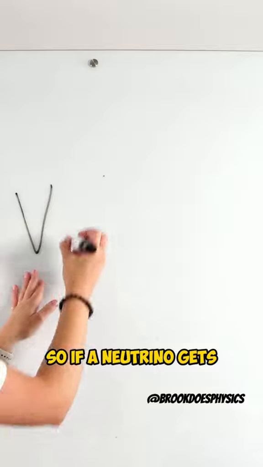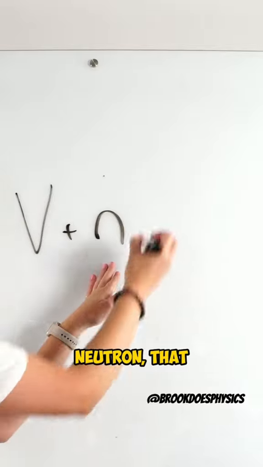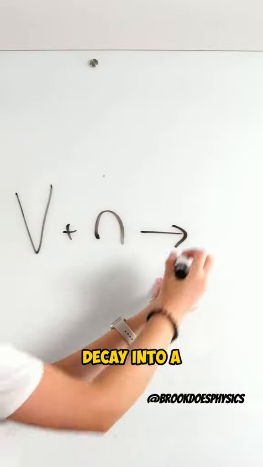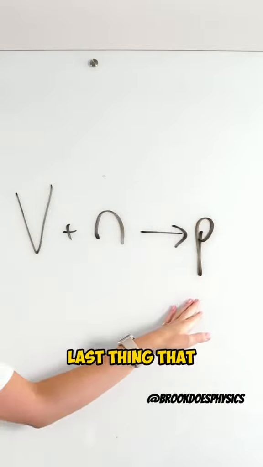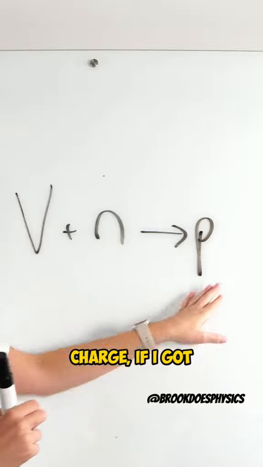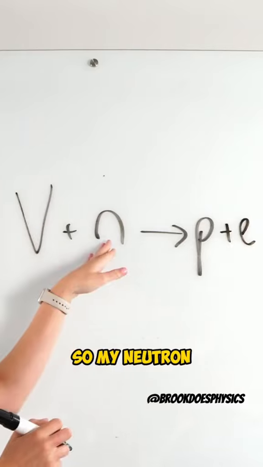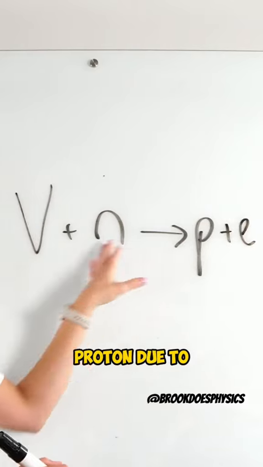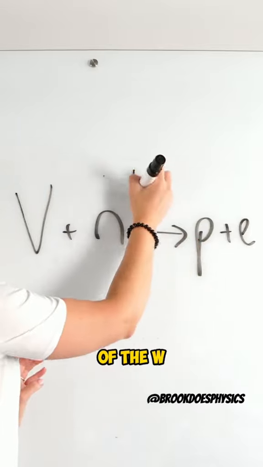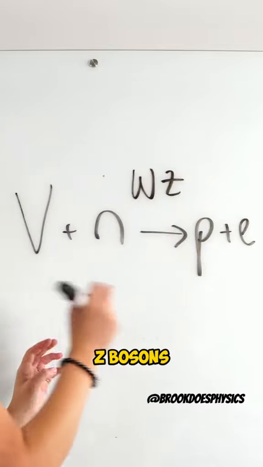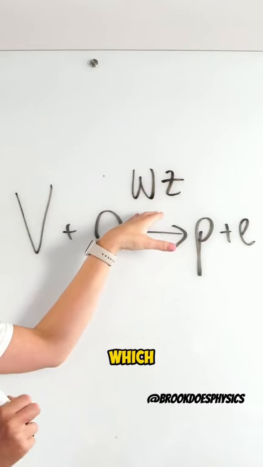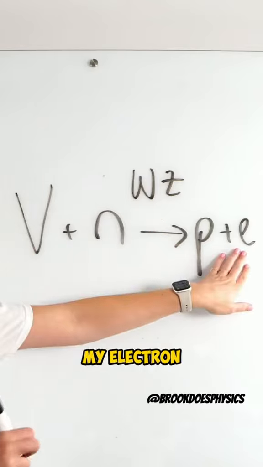So if a neutrino gets really close to a neutron, that neutron will decay into a proton, and then the last thing that comes off, because we have to balance the charge, if I've got a positive proton here, I'm also going to get an electron. So my neutron changes into a proton due to the exchange particle of the W bosons or the Z bosons, and we use Feynman diagrams to figure out which, and my neutrino then changes into my electron.